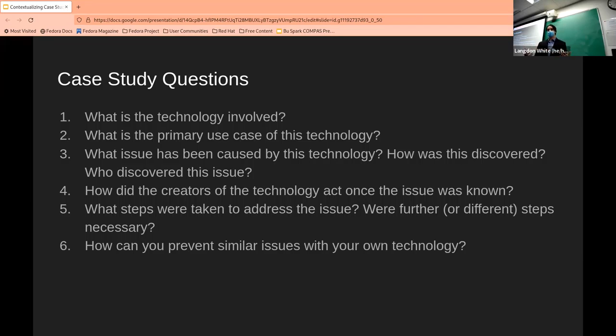If there weren't any steps taken, you can always be thinking about what steps you might have taken if you're on that team. And then finally, what sorts of lessons can you be learning about your own technology? And it was great to see many of you take that on in your own projects.